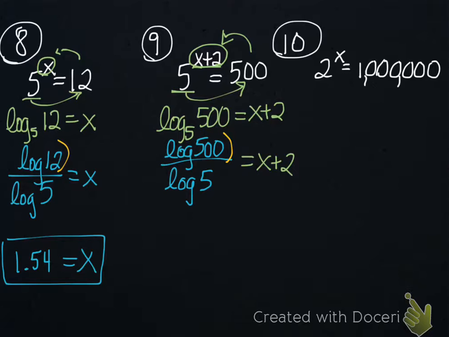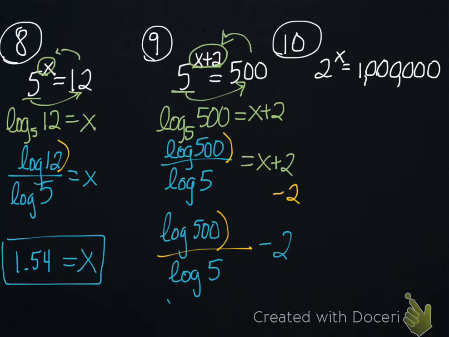Let's find the value of log 500 divided by log 5. But then what are we going to do with the 2? We're going to subtract it. So we could plug it all into the calculator at once. Log 500 divided by log 5 minus 2. X equals what? X would equal 1.86.